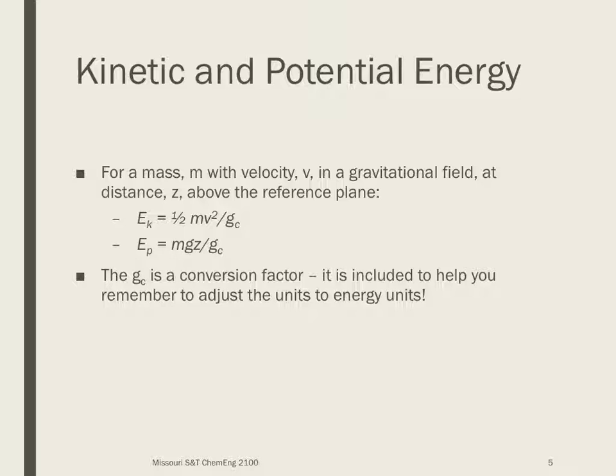Now, G sub c is just a conversion factor. We've used it in the past. It's just a reminder to adjust the units to energy units, because otherwise the units are sort of weird. Well, let's look at this. So kilograms, if I work in SI, times g, so that's meters per second squared, times meters. And a kilogram meter squared per second squared is supposed to be energy. Okay, and so G sub c helps us remember that we have to adjust our units.